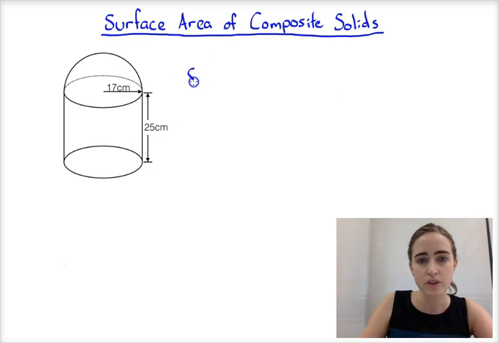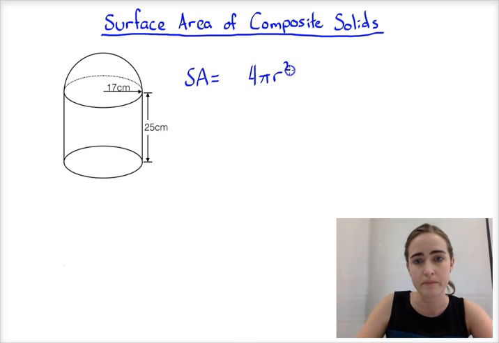So if we look at the formulas that we have, first the surface area of a sphere would normally be 4 pi r squared. But we've only got a hemisphere, so we can write half times that to get half of it, or because half times 4 is 2, we could just replace that with 2 pi r squared. So that's the hemisphere that's on the top of our shape. Now we need to look at the cylinder that's underneath.